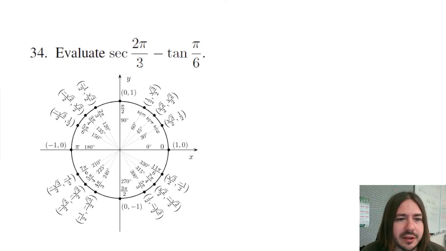So secant is the reciprocal of cosine. If we can find cosine of 2 pi over 3, we just want to reciprocate it or flip the fraction, and we'll get secant of 2 pi over 3. So you can see 2 pi over 3 is over here in quadrant 2. Cosine is referring to the x value, so this is going to be negative 1/2. And so the reciprocal of that, which is secant, will be negative 2.